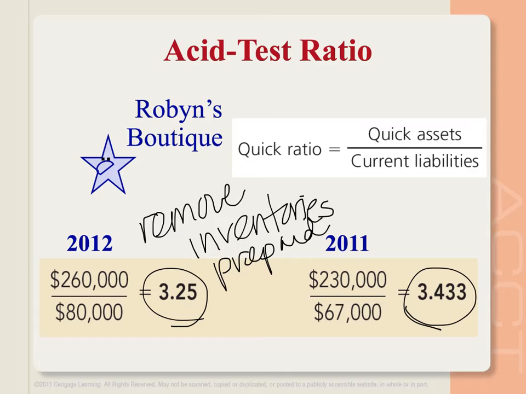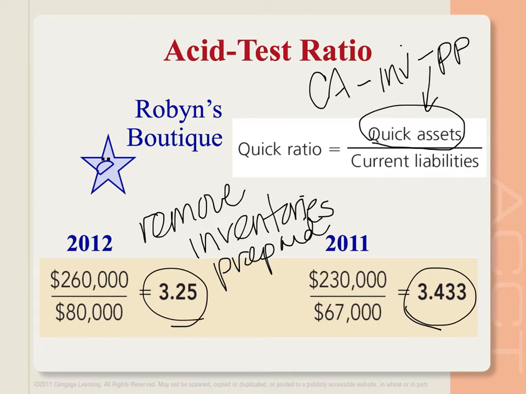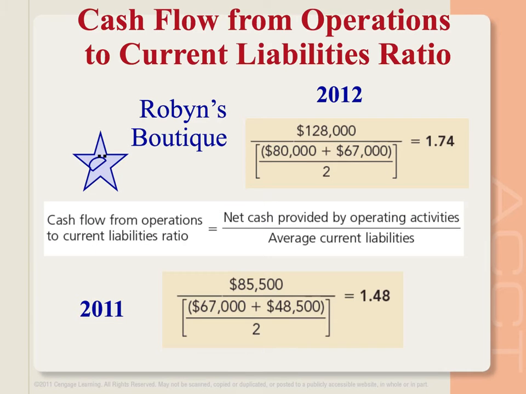And so the acid test ratio is similar to what's above, but it's the current assets minus inventories and minus prepaids. That equals the quick assets. It is used, but maybe not as much, but it certainly helps us cover up some of the weaknesses.